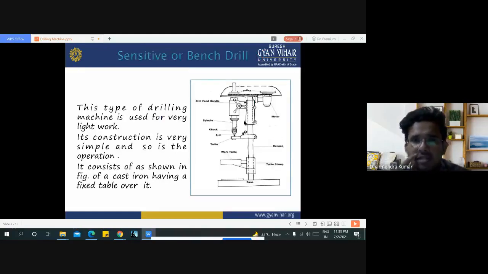This is known as the sensitive or bench drill machine. This type of drilling machine is used for very light work. Its construction is very simple, and its operations are very easy to perform. We can employ a less skilled person for drilling purposes. It consists, as shown in the figure, of a cast iron base having a fixed table over it.